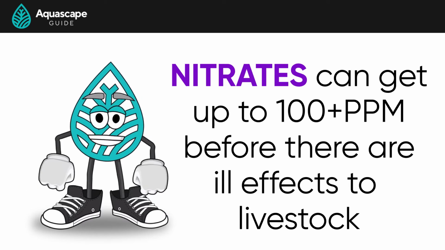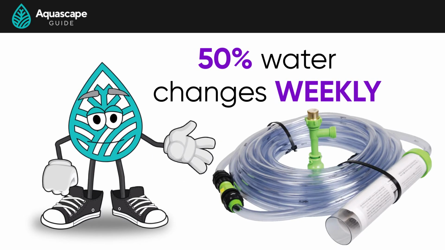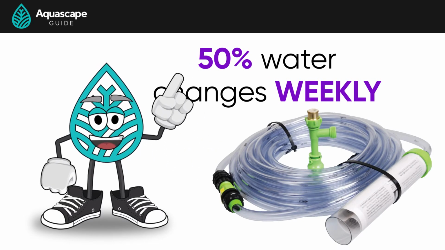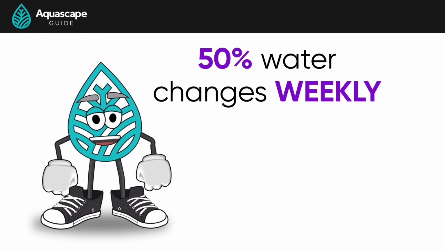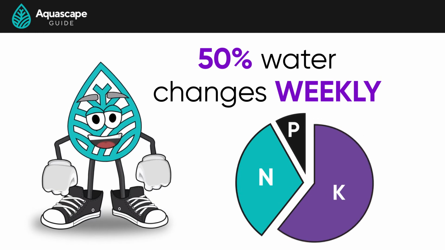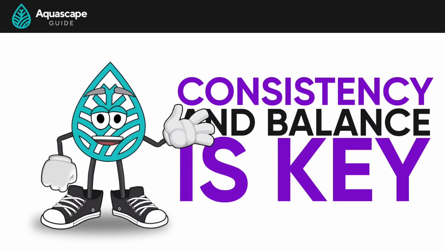The big thing to note when we're running the EI method is we need to process 50% water changes weekly, and we do not want to skip on them. This helps make sure we're not getting a buildup of a single nutrient in the water column, which ultimately keeps our fertilization ratio balanced. Because like everything in the hobby, consistency and balance is key.